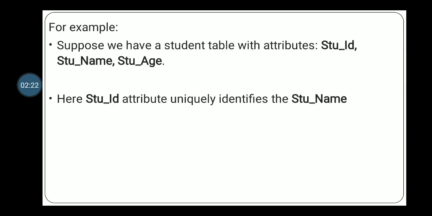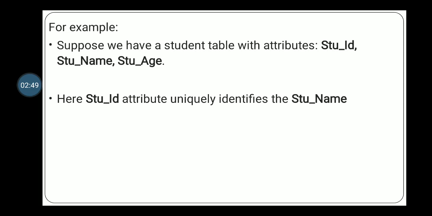We'll see another example. We have three attributes: student ID, student name, student age. Now we are going to find the relationship. From the student ID, we are supposed to identify the student name and student age. So STUID tends to student name, student age. This is your functional dependency.